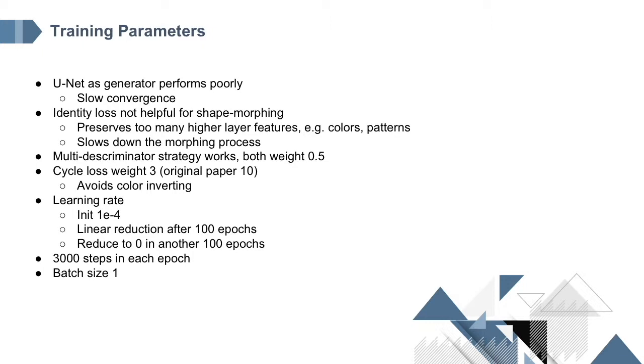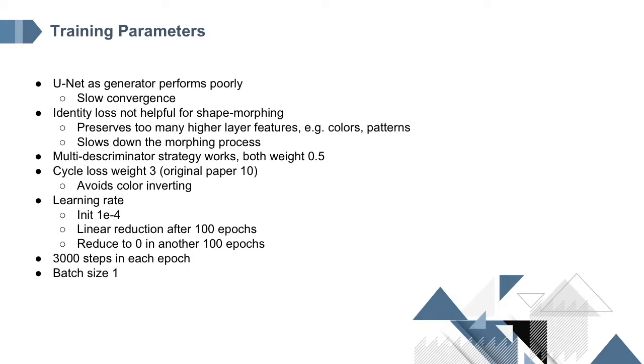Firstly, we found that using UNet as a base network for generators performs poorly, as it will result in a slow convergence, even on simple transformation datasets like horse to zebra. And also, identity loss is not so helpful in terms of shape morphing, as it tends to preserve higher layer features like colors and patterns, and slows down the potential morphing process.